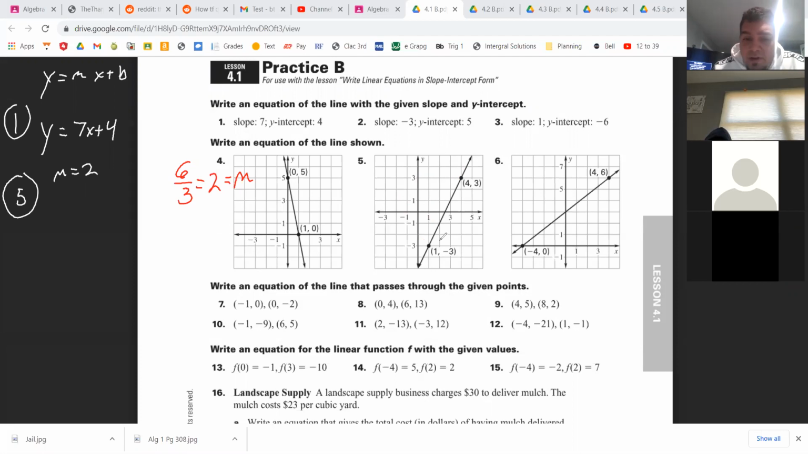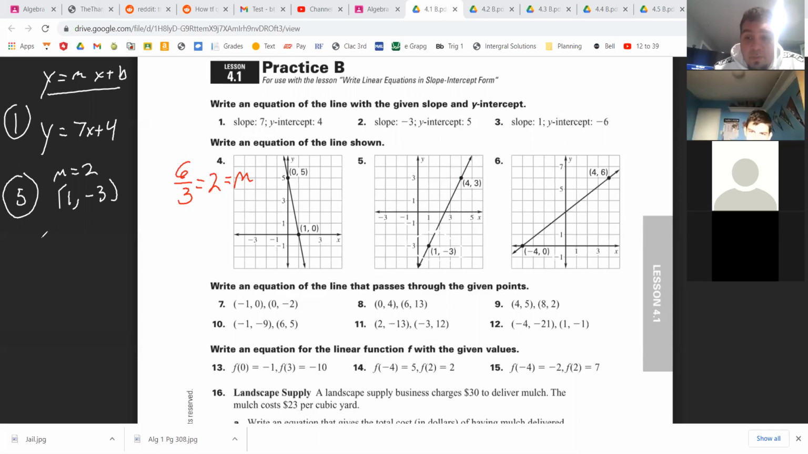I need to use one of the points. I'm just going to randomly choose 1 comma negative 3. You could choose any point for this, and I'm going to plug it into y equals mx plus b. You could plug in the other one too. Like you could just choose whatever point you want, right? As long as it's on the line, yeah. Don't make up a point, but you could choose either one. Like for number 7, either -1, 0 or 0, -2. Yes, yes. All right, thank you.